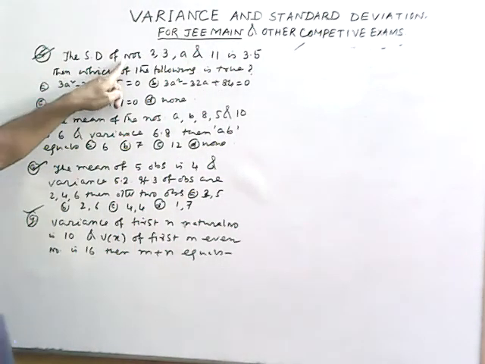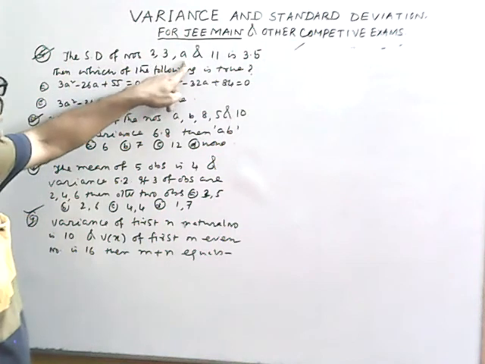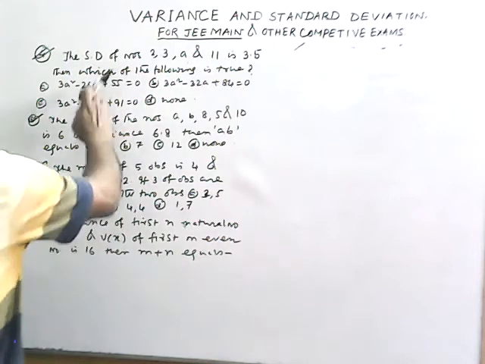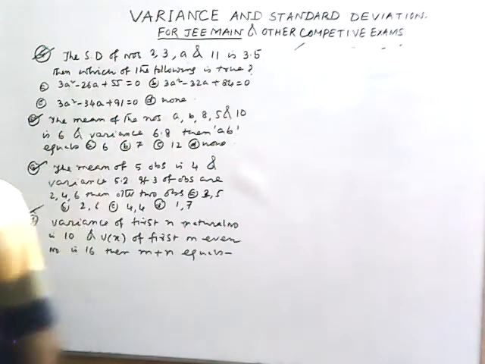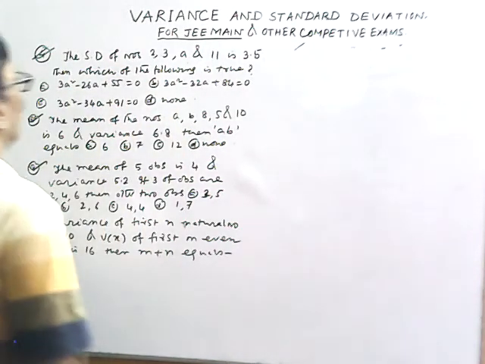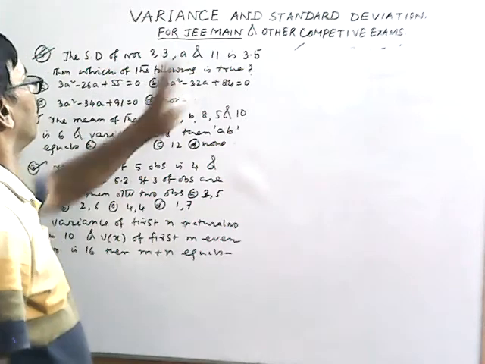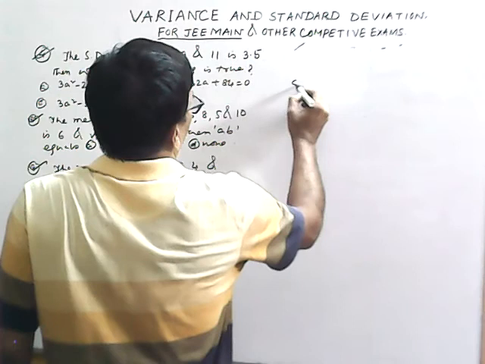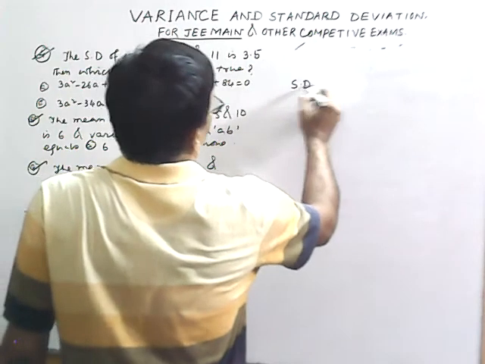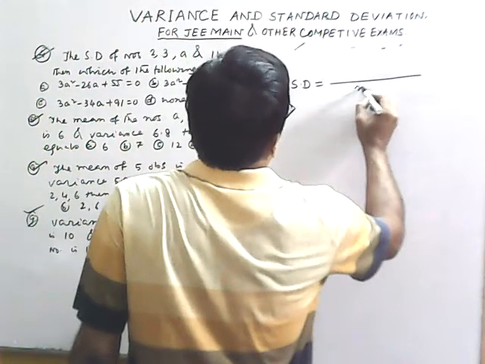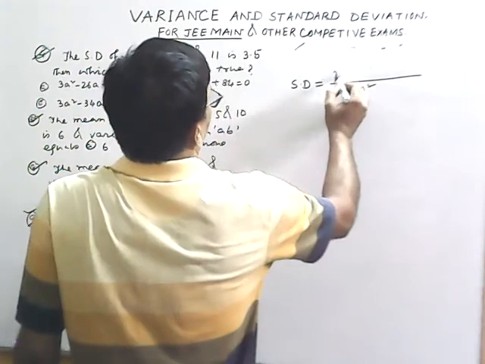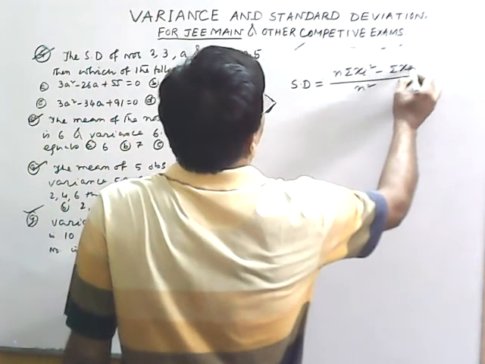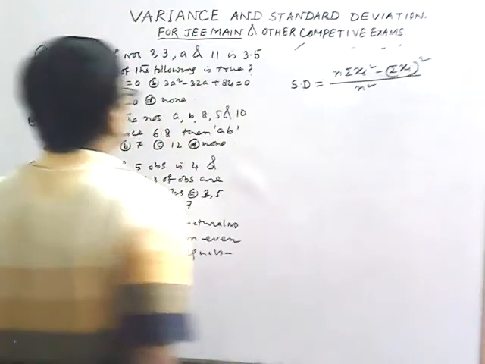The standard deviation of numbers 2, 3, A and 11 is 3.5. Then which of the following is true? Standard deviation of 2, 3, A and 11. So, what is our formula? Shortcut formula for standard deviation: root over n into summation xi square minus summation xi whole square, all over n square.